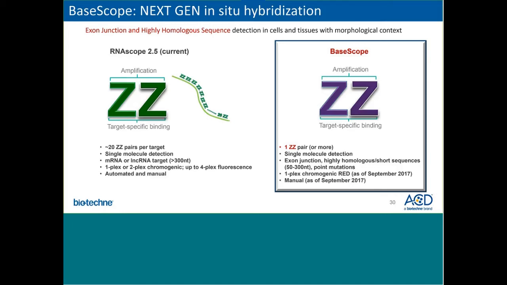Both RNAscope and BaseScope are capable of single molecule detection, meaning that a single dot represents one single RNA molecule or target. While RNAscope is a robust assay to detect gene expression of most RNA targets, BaseScope is specifically used for the detection of exon junctions, short target sequences, and point mutations. RNAscope is able to detect up to 3 targets simultaneously, whereas currently BaseScope is only available to do 1 target at a time.